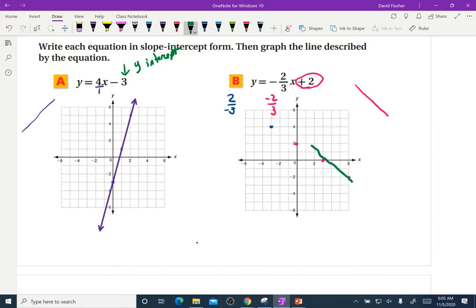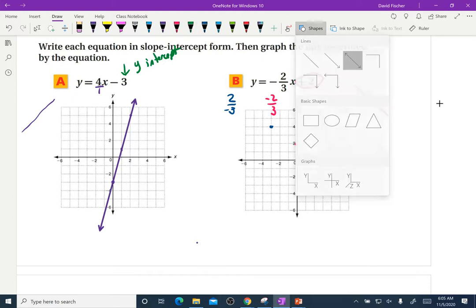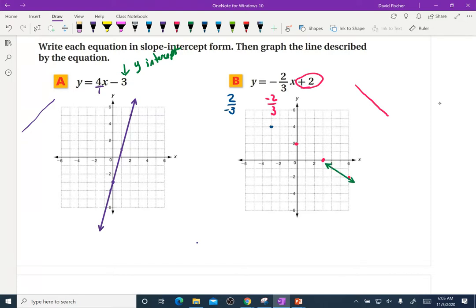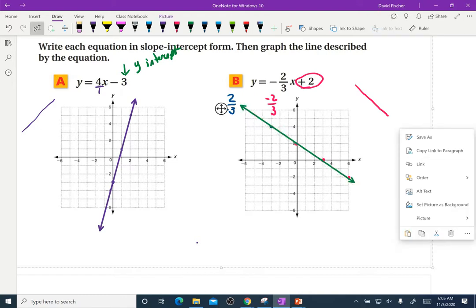Oops, get rid of that one. I guess I didn't pick my shape here. All right, let's try this again. Again, you should draw your graph from one side to the other. Arrows should go on both ends because that line extends forever in those directions.